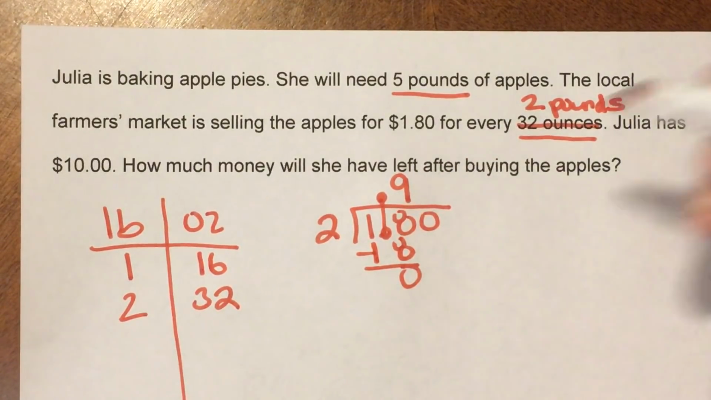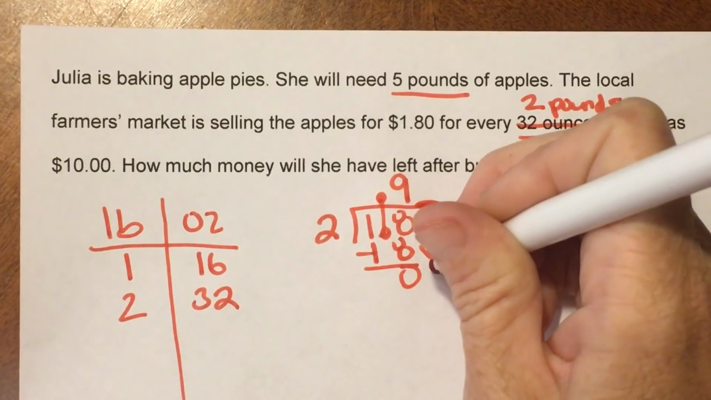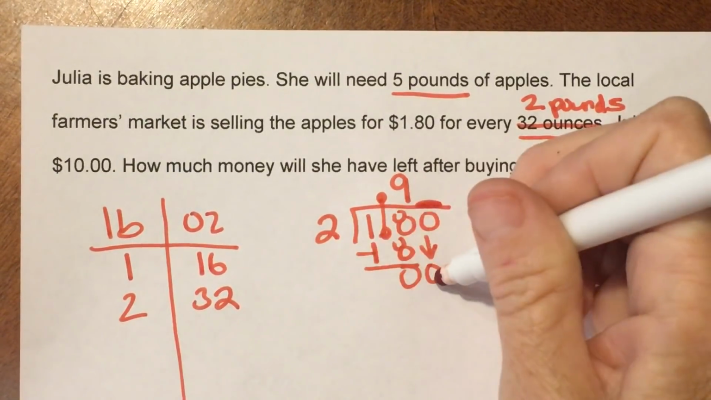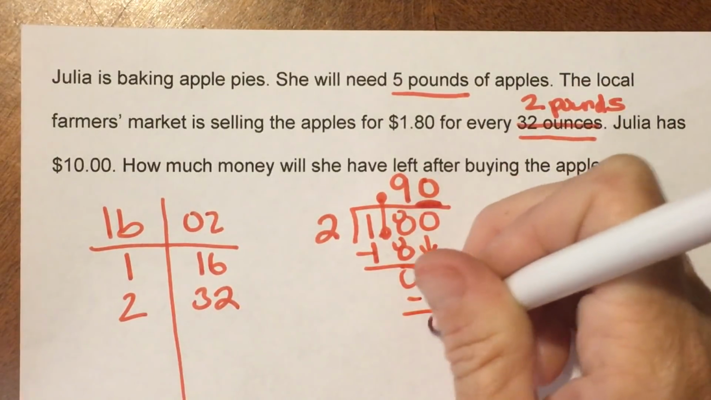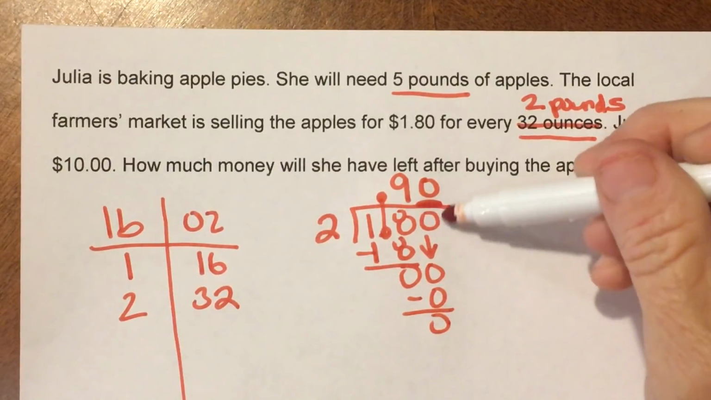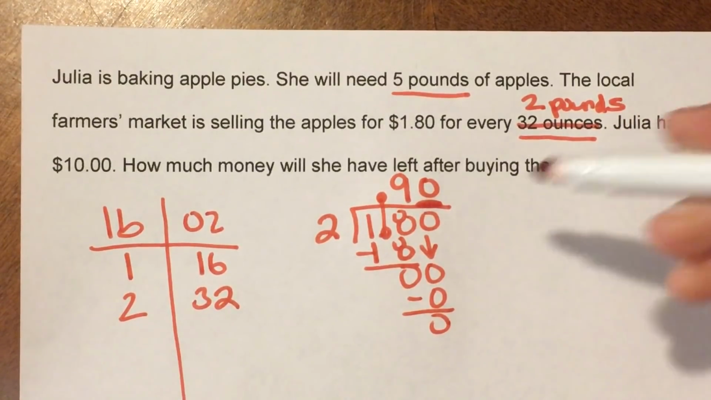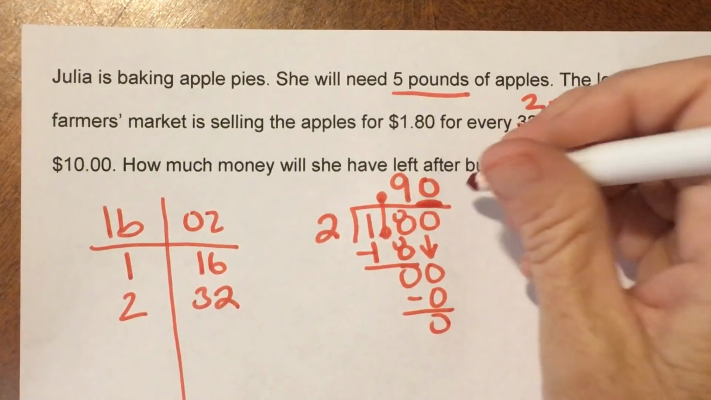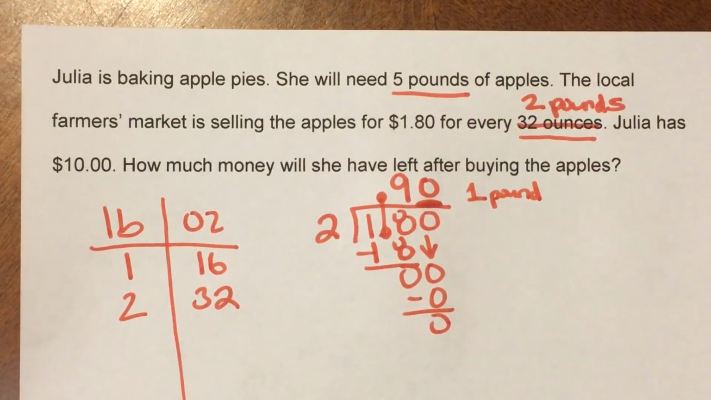It looks like I'm done, but remember you have to have a digit on top of every digit at the end. So 2 can fit into 0, 0 times 2 is 0. Now I can stop because every digit at the end has a number. So what I figured out was, if 2 pounds cost $1.80, every 1 pound costs 90 cents.